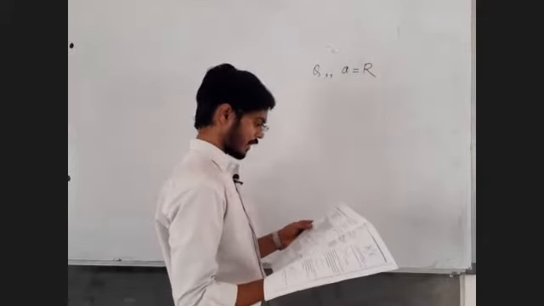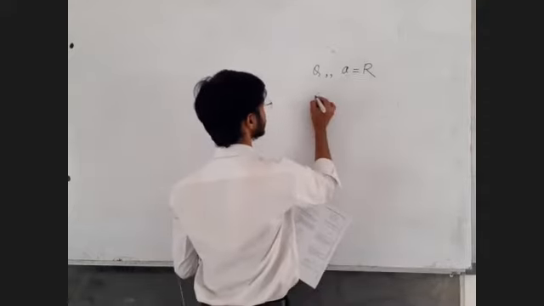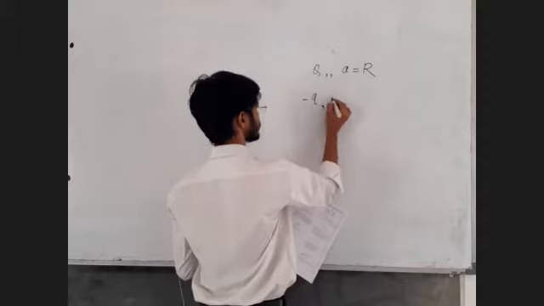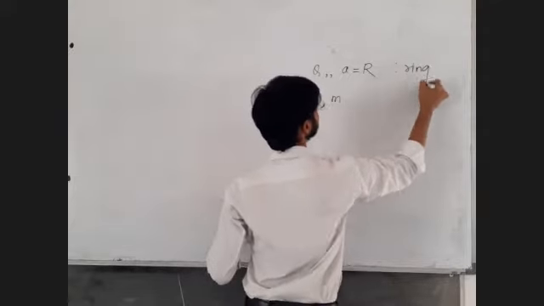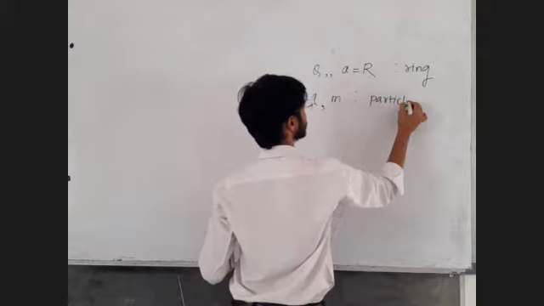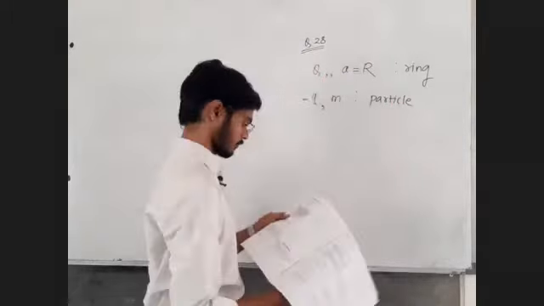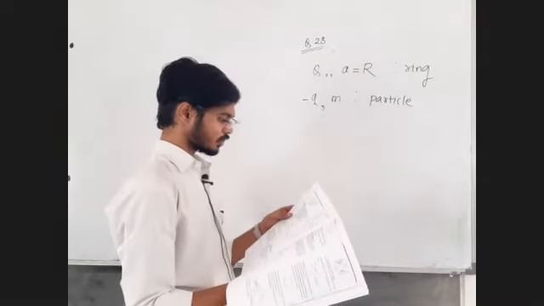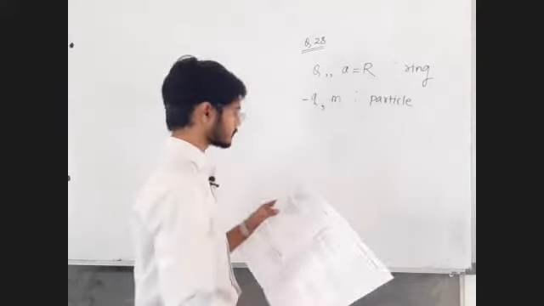A point particle having mass m and a negative charge minus q is placed on the axis at a distance x from the center. This is the data of the ring and this is the data of the point particle. Question number 28 we are solving. Find the force on the particle, assuming x is very less than capital R.